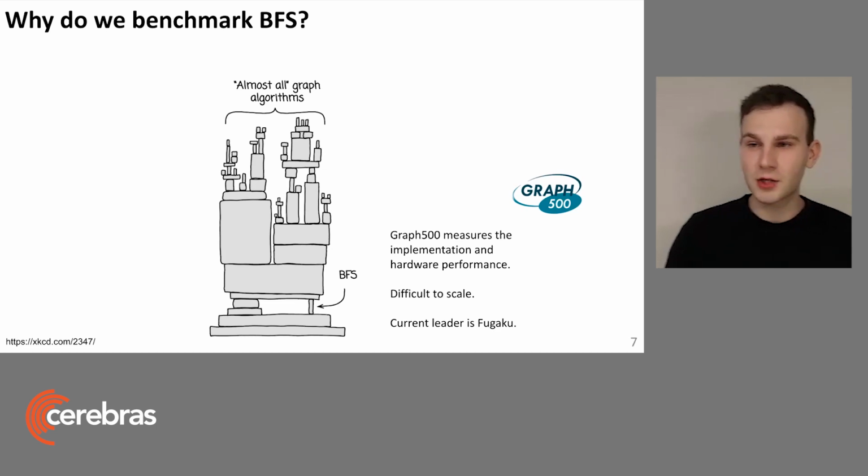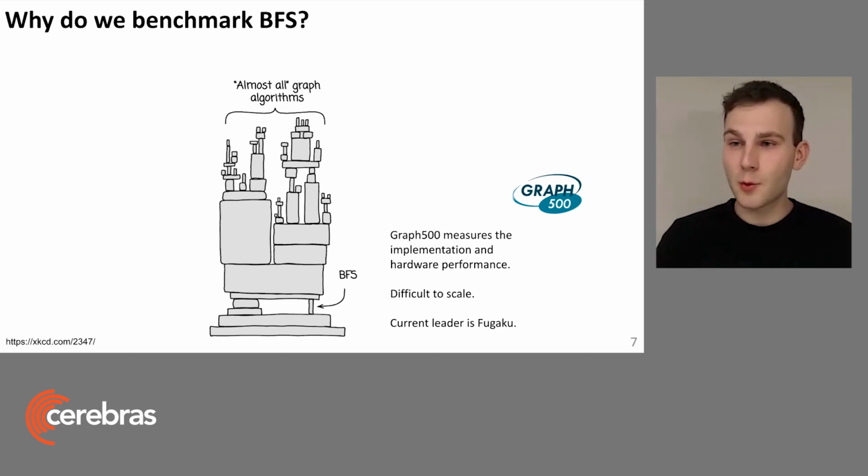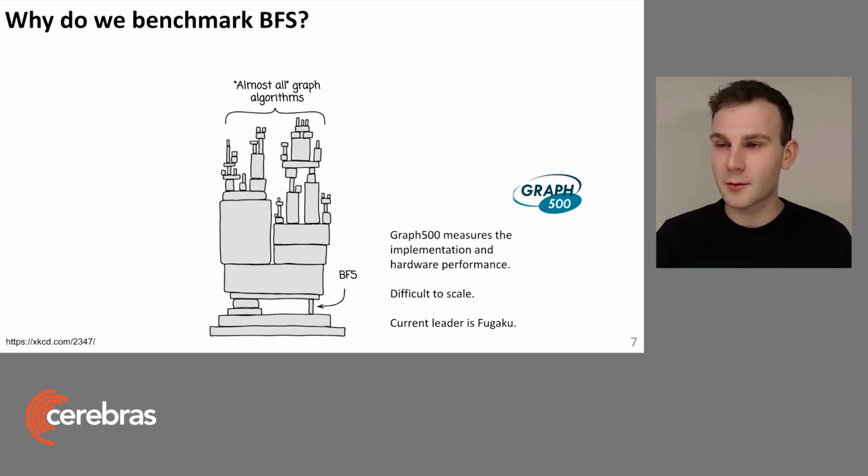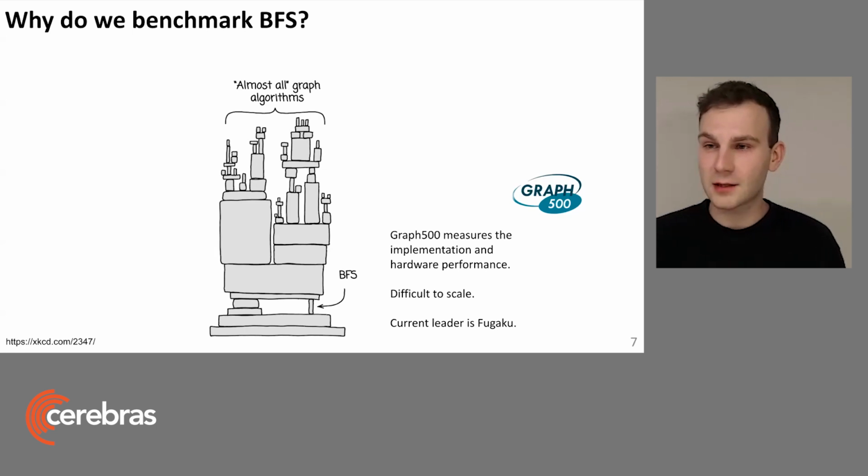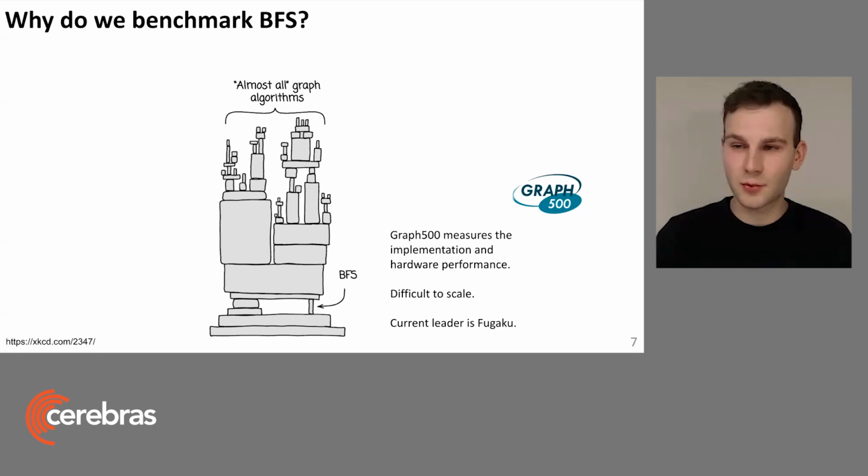And the Graph500 benchmark gives us a framework to evaluate the performance of running BFS and compare it to other systems. Currently, the Fugaku is probably the fastest system, but it's probably quite difficult to scale. And we will look at that a bit more in detail.